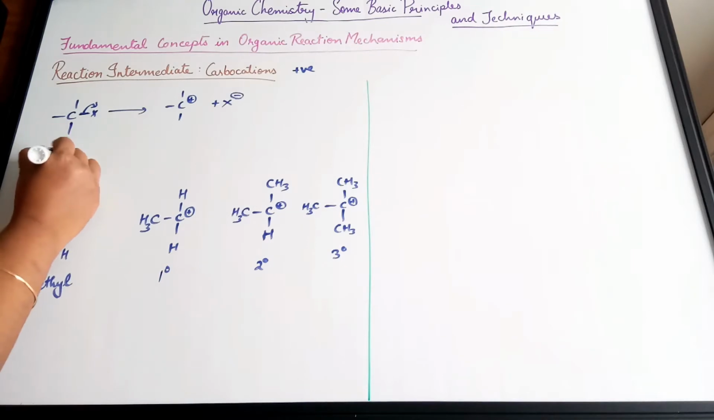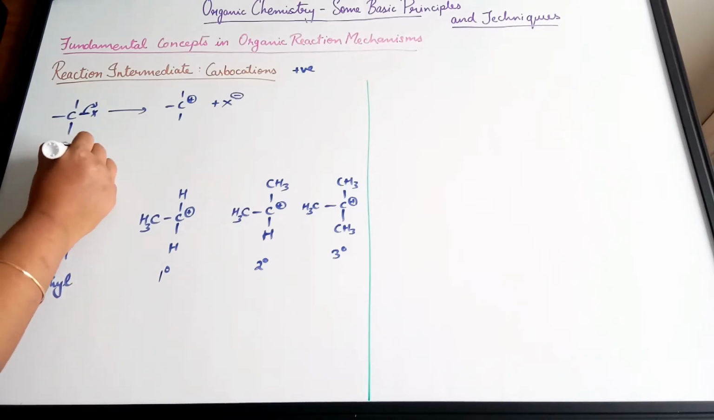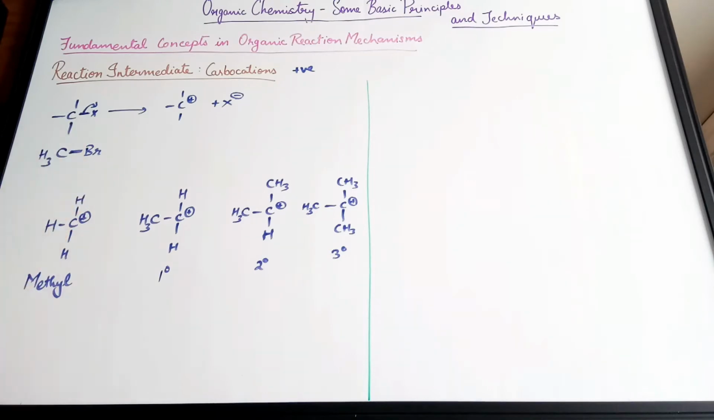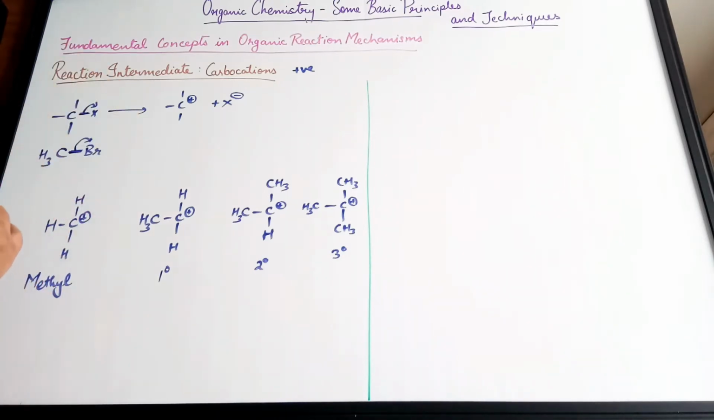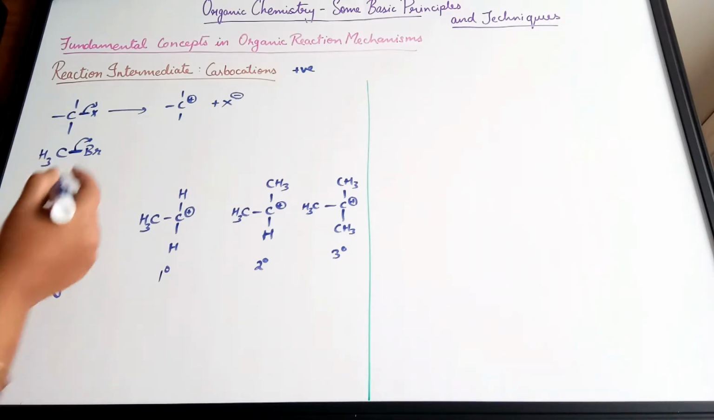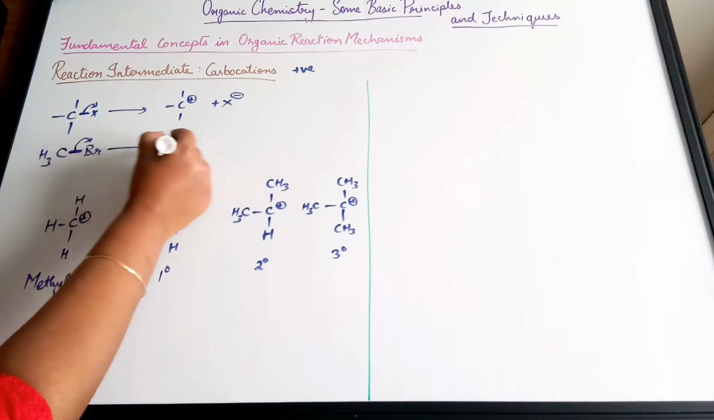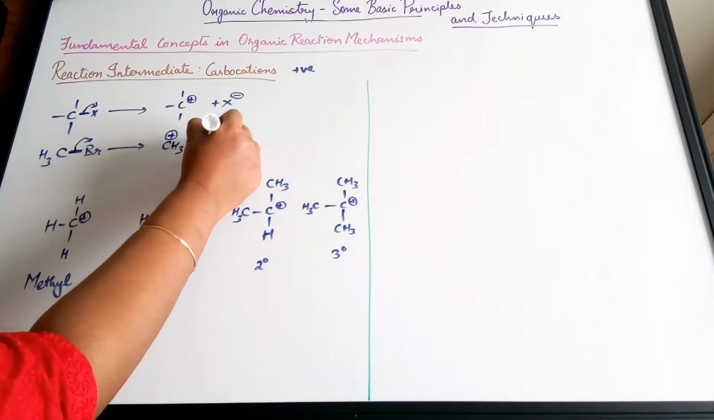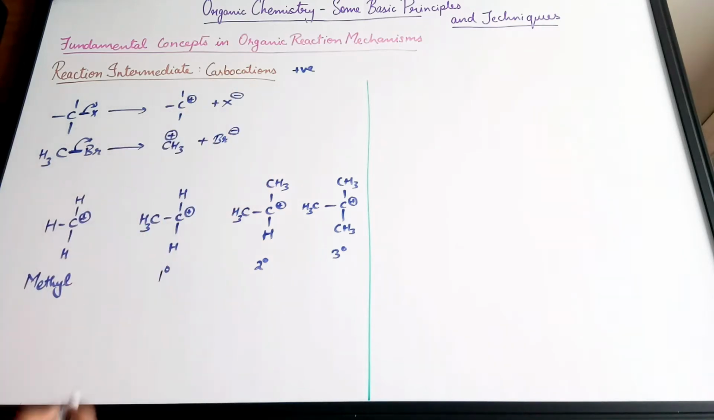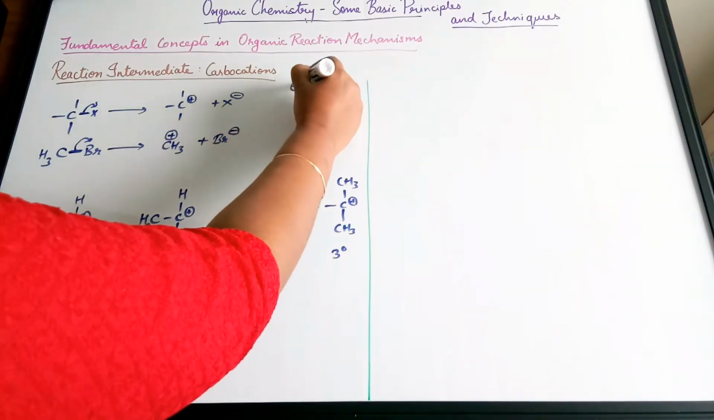Another example is CH3Br, bromomethane. Bromine is more electronegative than carbon, so the electrons of the covalent bond will be shifted to bromine, and this will lead to the formation of a carbocation plus Br minus. This carbocation has a positive charge, and the carbon has 6 electrons in it.